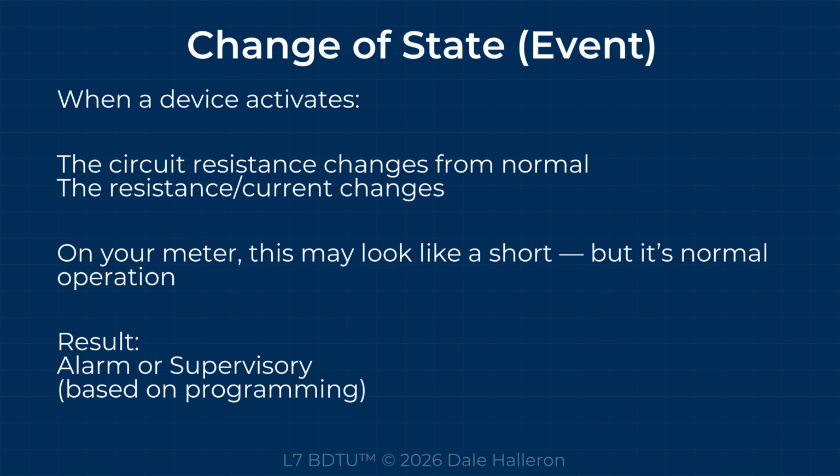Change of state, or an event. When a device activates, such as a pull station or a heat detector, the circuit resistance changes from normal, and the current changes. On your meter, this may look like a short, but it's normal operation. Result: alarm or supervisory, based on the panel programming.